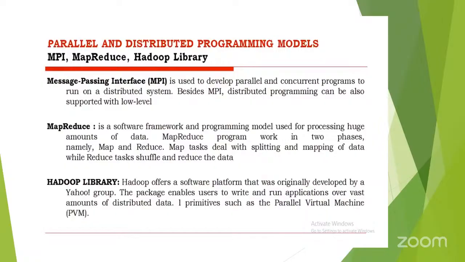And the last one is the Hadoop library. It offers a software platform that was originally developed by Yahoo. The package enables users to write and run applications over vast amounts of distributed data. When it is a library, what does a library contain? Huge numbers of books, huge volumes of books. Not only computer science books, but also mathematical books, environmental science books, electrical books, electronic subjects books, and different category books are available. That is what it is in a library.